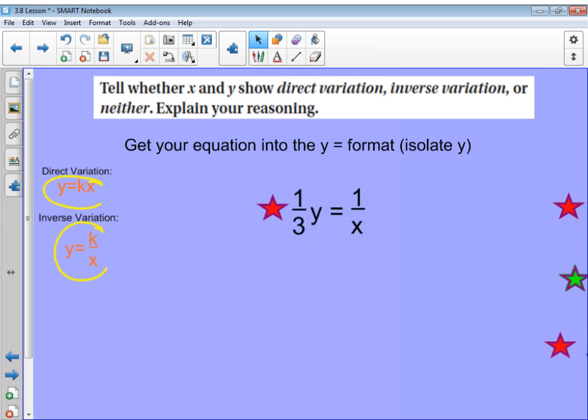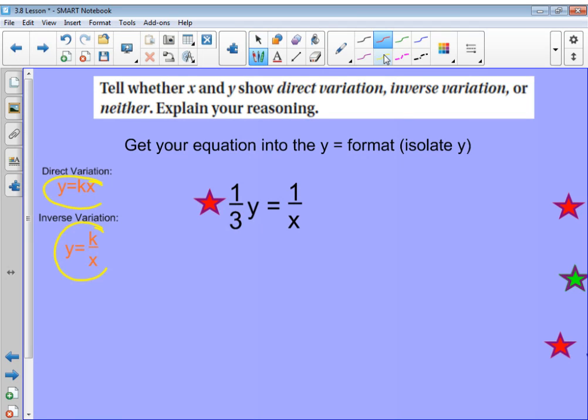Okay, so let's try another one. So here we've got 1/3 times y equals 1 over x. So we're working with fractions here. So normally we would divide by 1/3 to isolate. So divide by 1/3, because this is already in a fraction format and we can't just put it on the bottom. So we have to remember our rules for when we divide fractions. We keep, so y equals 1 over x.